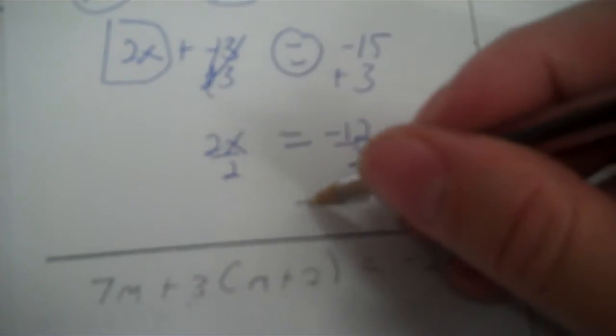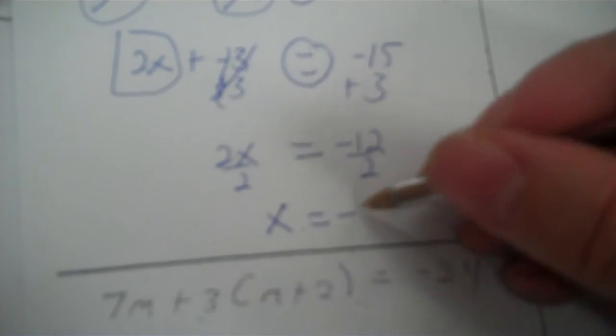Alright, so negative 3, get it out. It's a negative, so you add it. So it's negative 12, and over here you got 2 times x. So I divide by 2, and negative 6 is what you get for an answer.